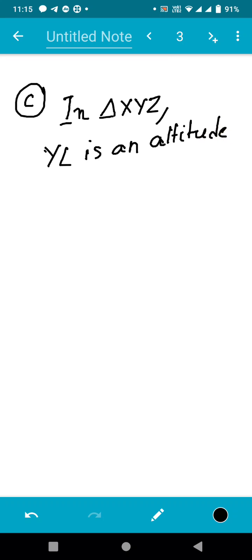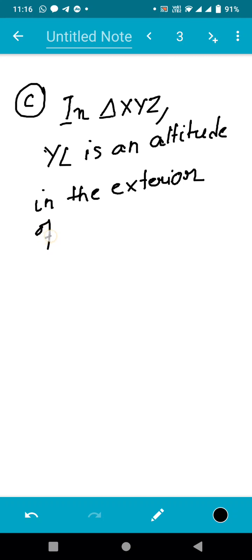Okay, is an altitude in the exterior angle. In the exterior of the triangle. So the altitude will be not inside the triangle, but it has to be outside the triangle, and we have to draw one altitude, not median. So exterior of the triangle.